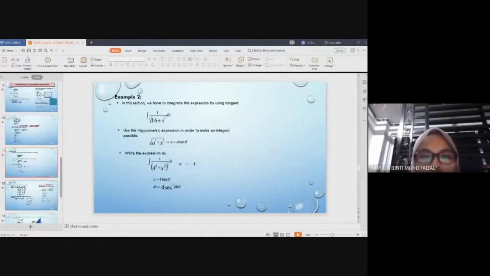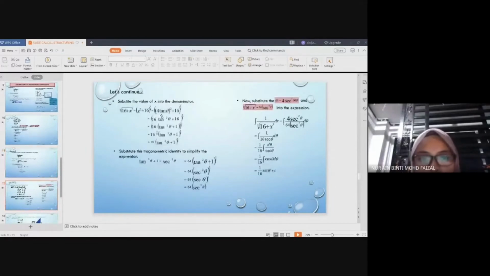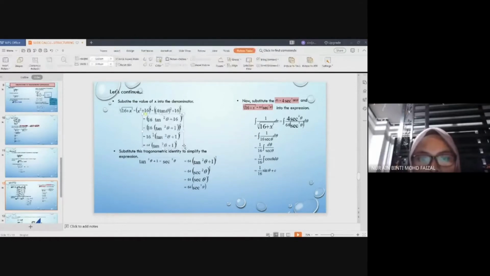So, you substitute into the denominator. So, it will be (4 tangent theta) squared plus 16, to the power of 3 over 2. Okay, then you expand it. 4 squared is 16. Tangent squared theta plus 16 to the power of 3 over 2. And then after you expand, you will get 64 times (tangent squared theta plus 1) to the power of 3 over 2. And then you substitute.